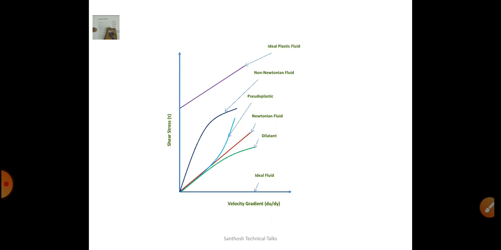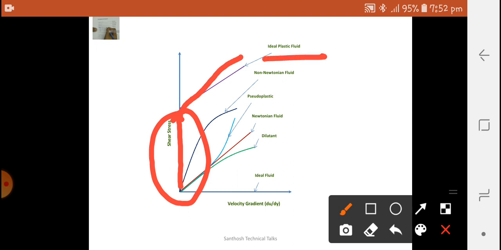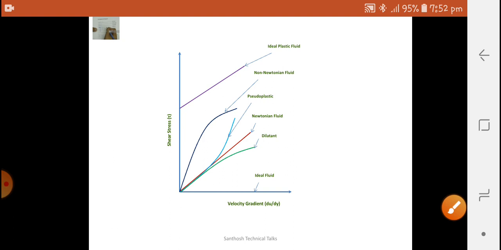For your information, up to a certain load, it behaves as a solid. After that, it has a linear relationship between the shear stress and the velocity gradient. Up to this region, if the load is removed, it can regain its position. Since it is a fluid, but it can regain its original position, that is why it is called an ideal plastic fluid. So up to the yield, it behaves as a solid. After that, it has a linear relationship between the shear stress and velocity gradient. That is why it is indicated as an ideal plastic or Bingham fluid.